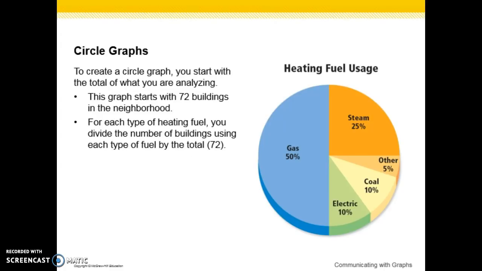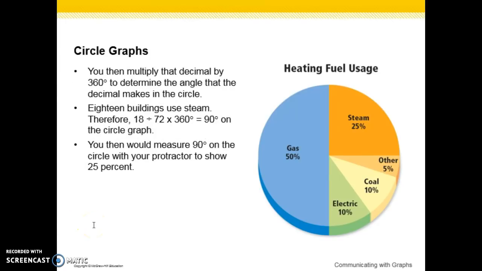To create a circle graph, you start with the total of what you are analyzing. This graph starts with 72 buildings in the neighborhood. For each type of heating fuel, you divide the number of buildings using each type of fuel by the total of 72. You then multiply that decimal by 360 degrees to determine the angle that the decimal makes in the circle. 18 buildings use steam. Therefore, 18 divided by 72 times 360 equals 90 degrees on the circle graph. You would then measure 90 degrees on the circle with your protractor to show 25%.